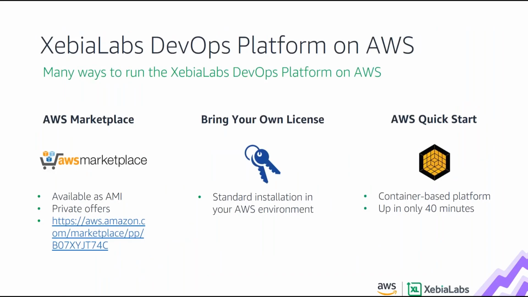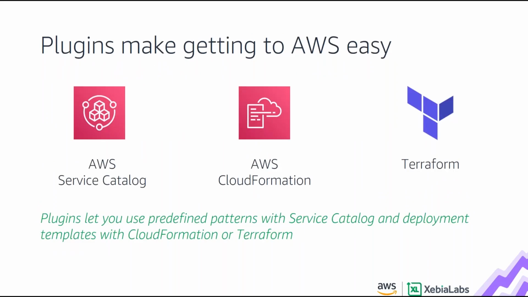The XebiaLabs DevOps platform is available in multiple formats on AWS. We are available in the marketplace. You are free to provision infrastructure on your own instances. And we also provide an AWS Quick Start to give you a highly available installation. XebiaLabs provides support for commonly used AWS services through our AWS plugins. Here are a few examples. We are continually adding support for more and more services as AWS continues with their innovation.